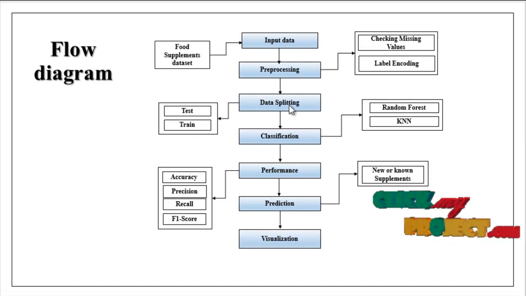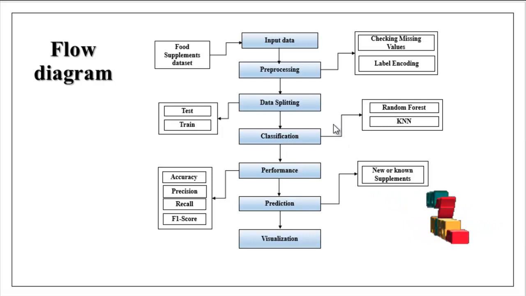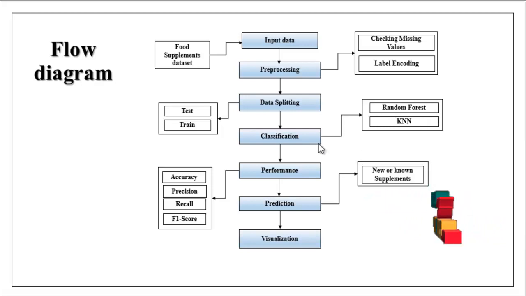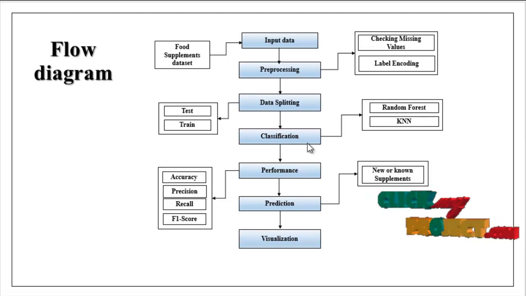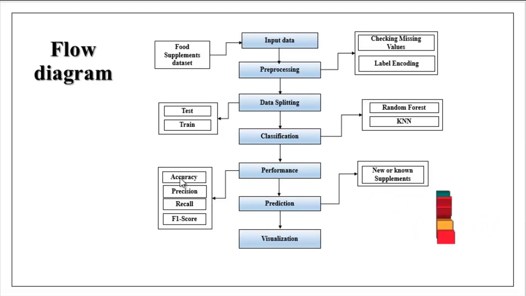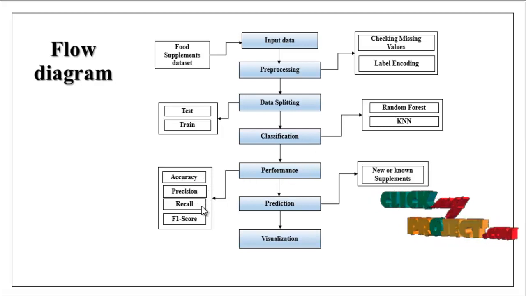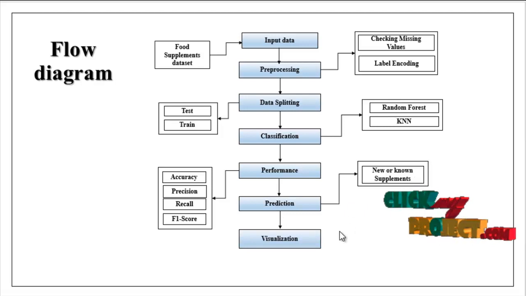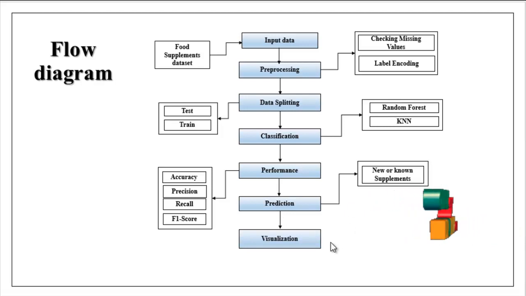The split data is carried to the classification module. In this step, we use two different ML algorithms such as random forest and k-nearest neighbor. With the help of the classified data, we can estimate performance metrics such as accuracy, precision, recall, and F1 score. Finally, prediction of whether it is a new or known supplement. Then finally, we can visualize the data in the form of a graph.